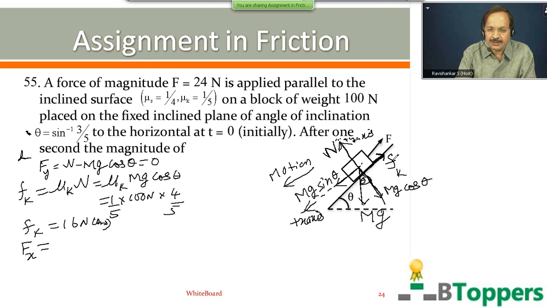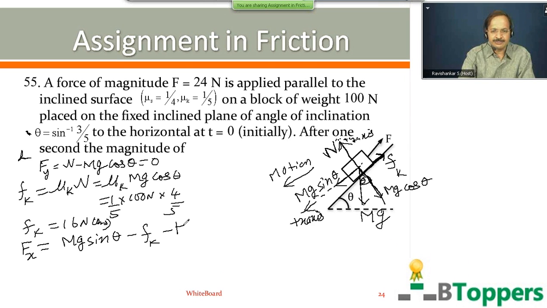Fk represents the magnitude of kinetic friction. It acts opposite to the direction of the motion of the block. Capital F is the magnitude of the force applied on the block parallel to the inclined surface, which also acts opposite to the direction of the motion of the block. So the x component of the resultant force of the block has magnitude mg sin theta minus Fk minus F.